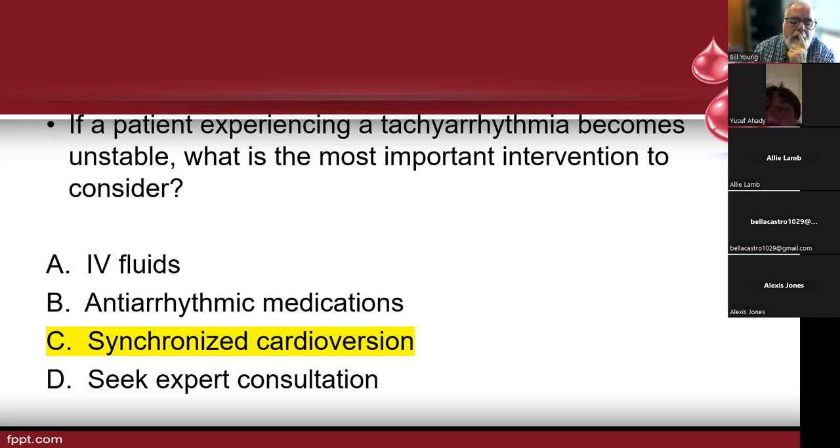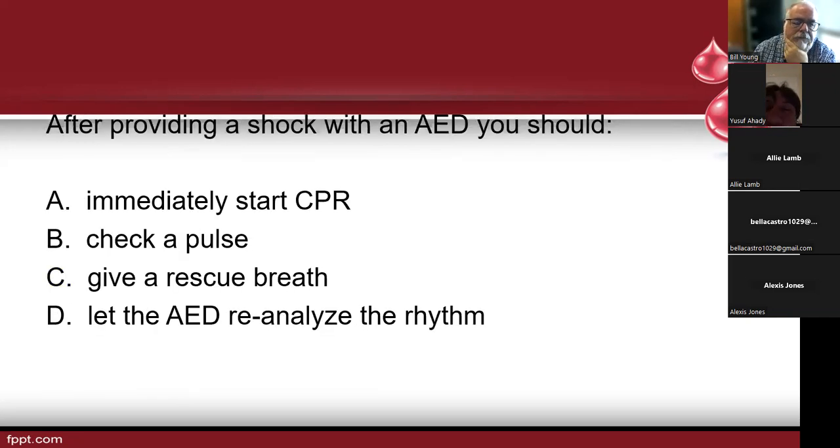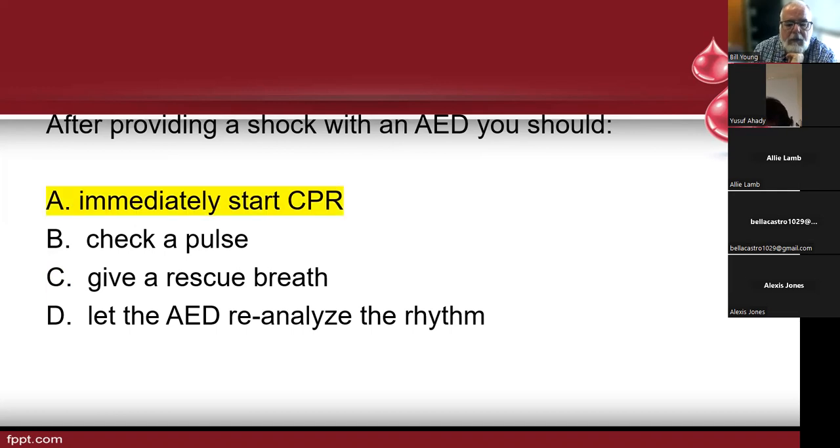Okay. All right, Allie. This one's yours. After providing a shock with an AED, you should A, immediately start CPR, B, check a pulse, C, give a rescue breath, or D, let the AED reanalyze the rhythm for you. A. Yeah, we're going to start right up with CPR.